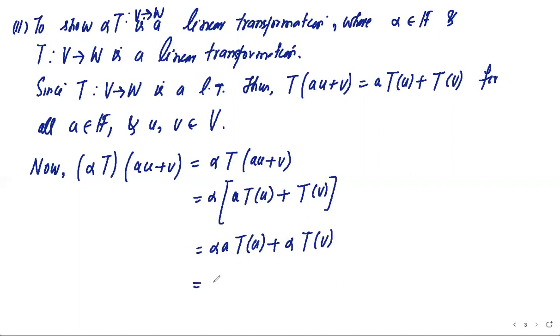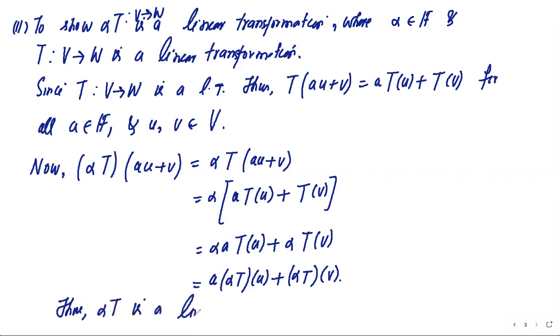Now this can be written as A times alpha T of U plus alpha T of V. So therefore we have shown that alpha T of A U plus V is equal to A times alpha T of U plus alpha T of V. So thus, alpha times T is a linear transformation.